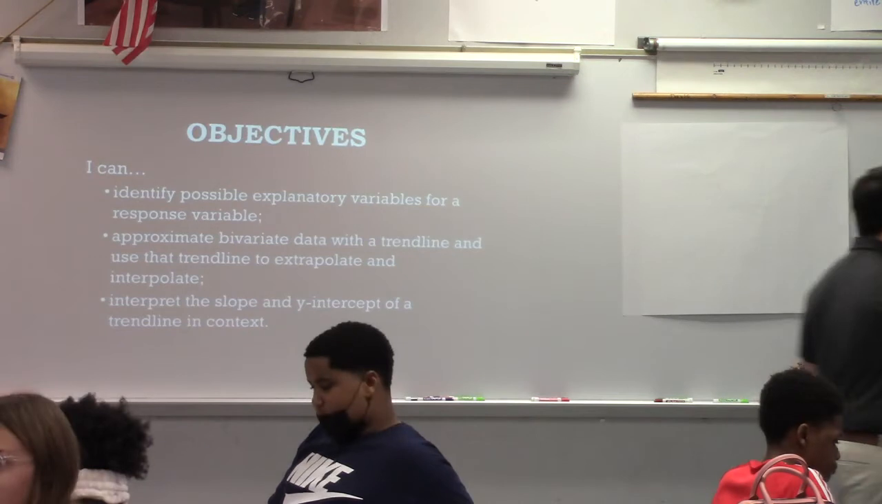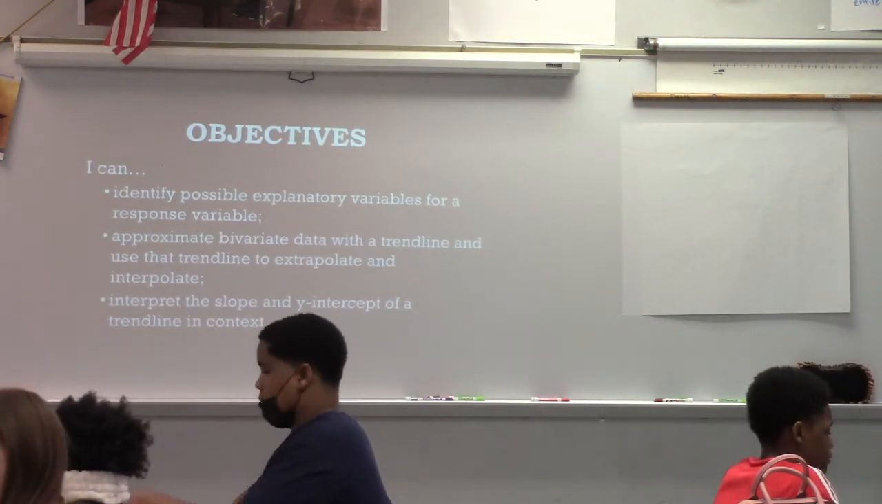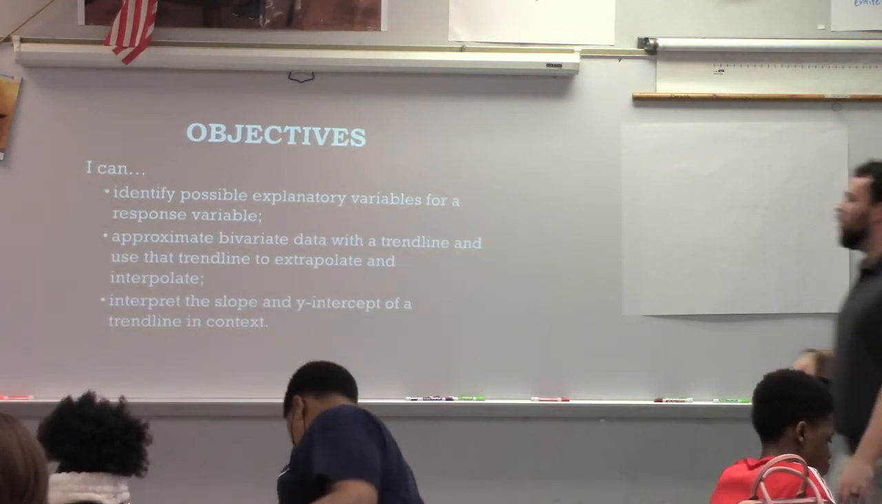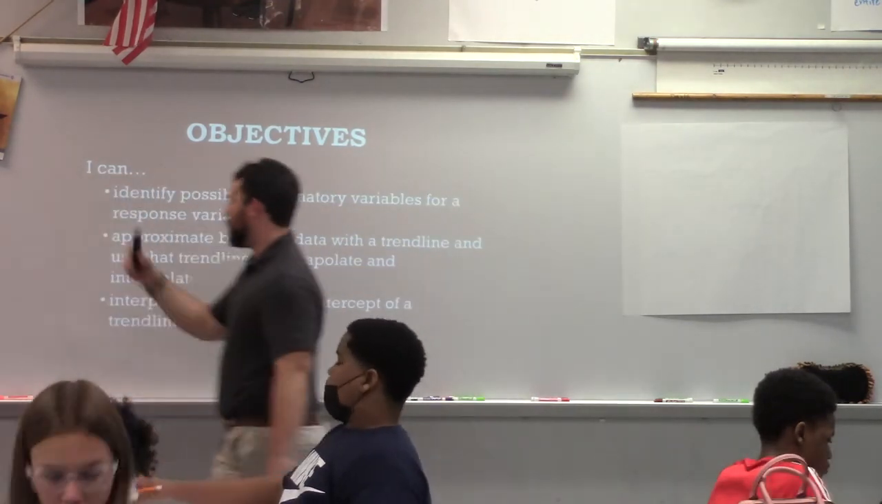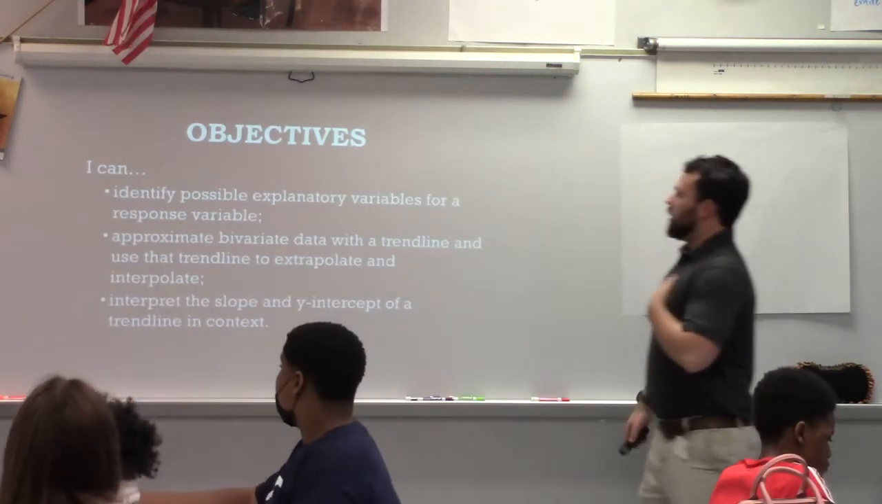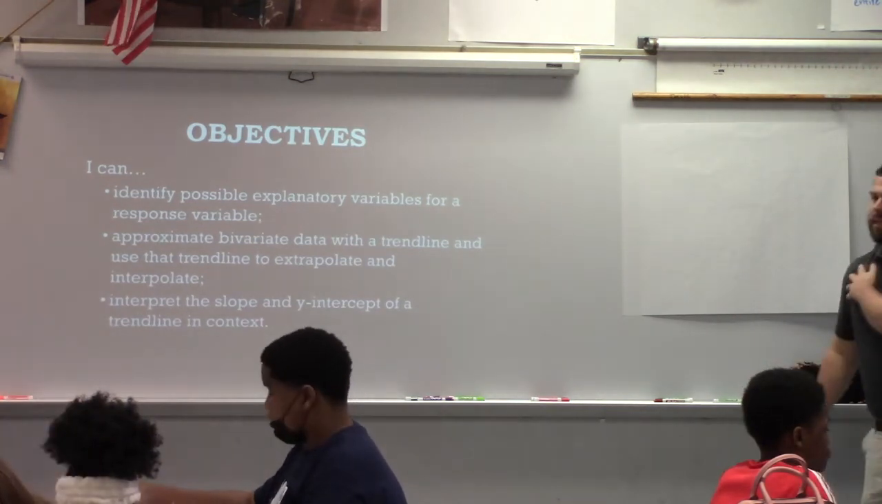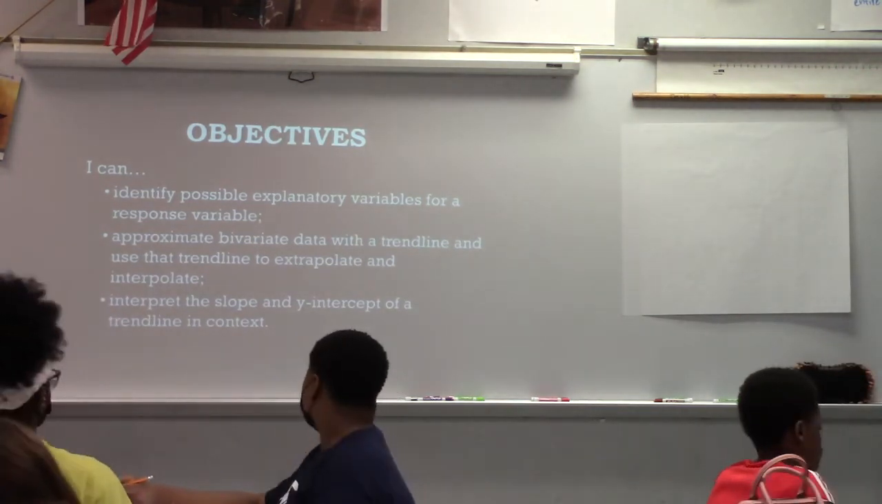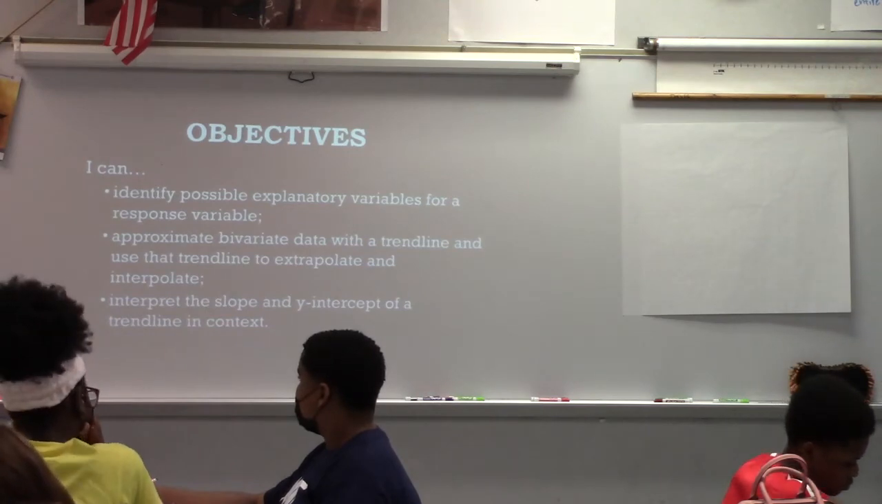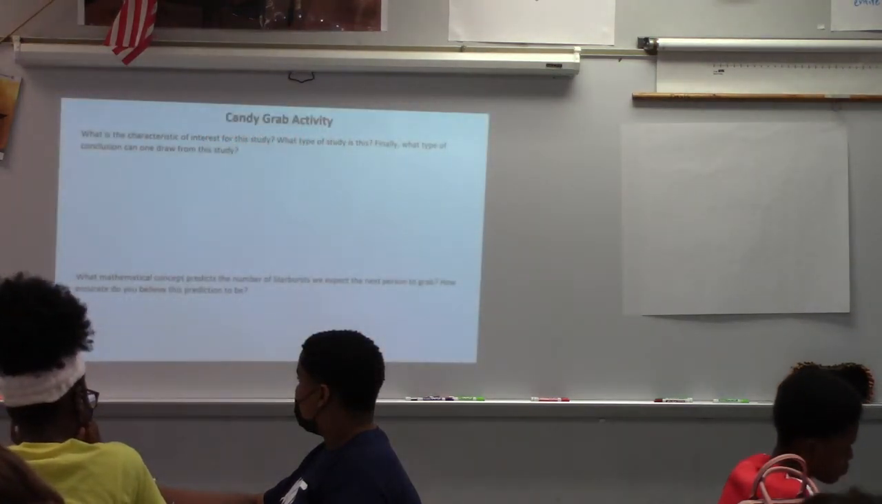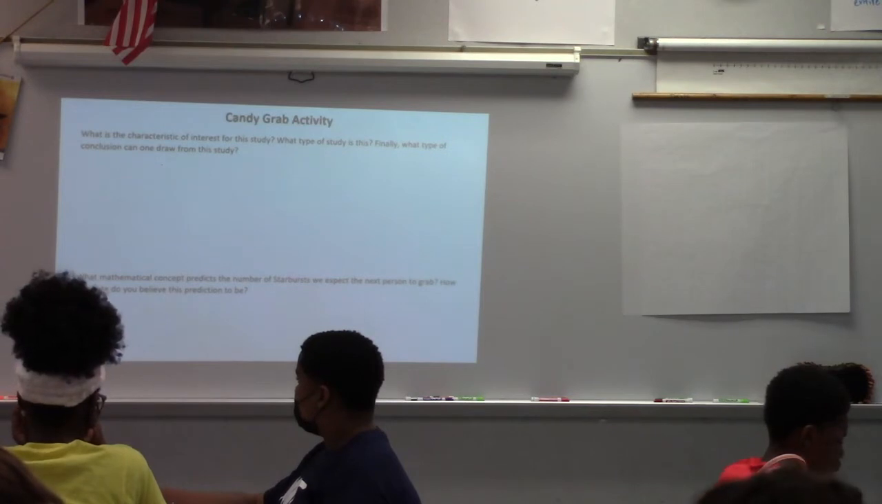Alright. So again, everything we have been doing is only one variable. We are now looking at two variables. I have one right there. And we're going to talk about trend lines with this. Now we're not going to start with all that. We're going to build up to it, which is why we've been talking about slope. So here's the candy grab activity.